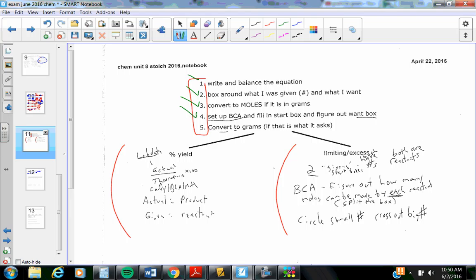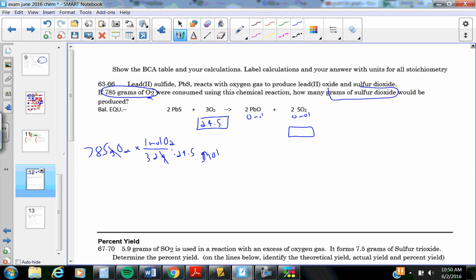I set up my BCA. I filled in my start box. I now have to figure out the want box. This is my start because that's what they told me about. I want to know this stuff. How do I know what number to put in there? It's based on the mole ratio. If I'm going to make 2 of these, it's going to require 3 of these. You only get 2/3 as much.